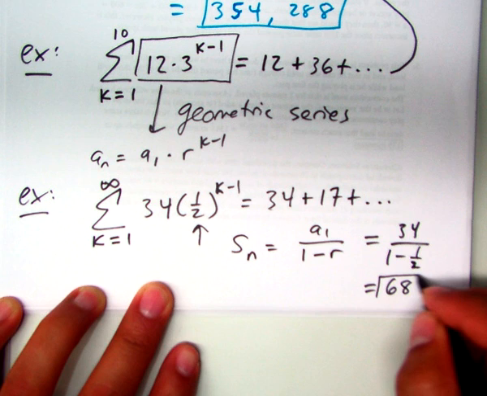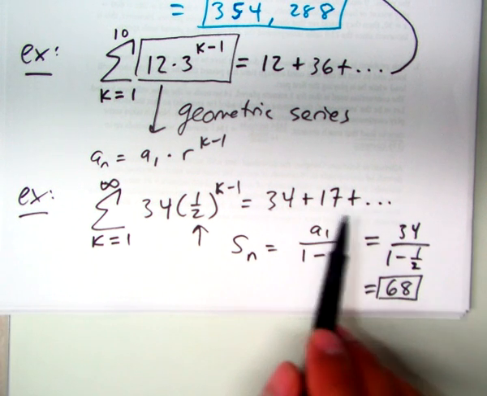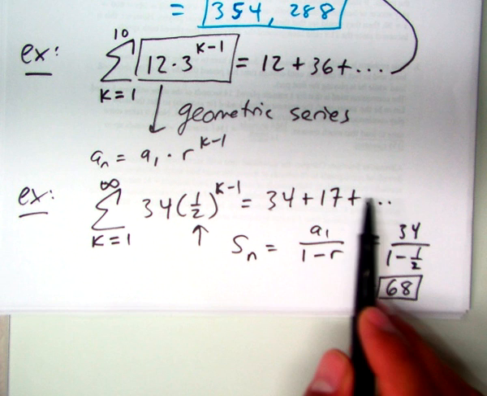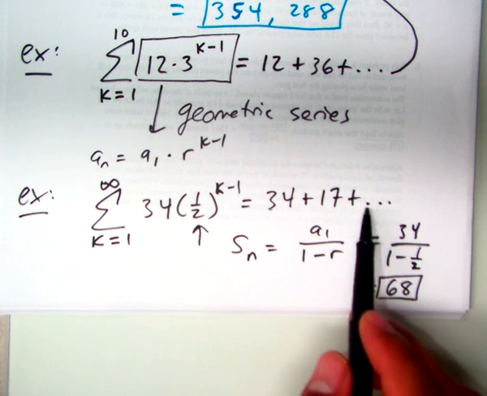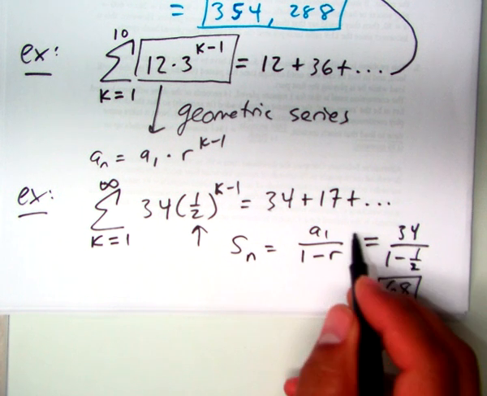Okay, and if you don't believe me, you can write out the first 10 or 20 of these, 34, 17, 8.5, 4 1/4, and keep adding more and more. You're going to see that it's going to get closer and closer to 68. So we say that eventually, as we add an infinite number of these numbers that are getting smaller and smaller, the answer is in fact 68. And this is how we find it, just using this formula, a1 over 1 minus r.